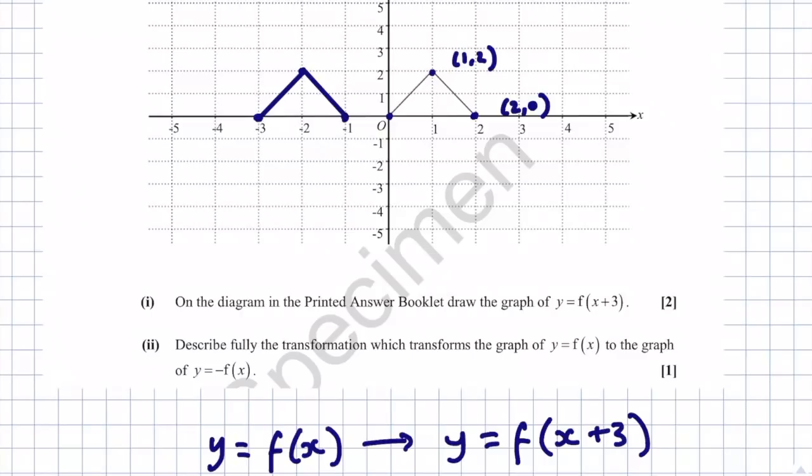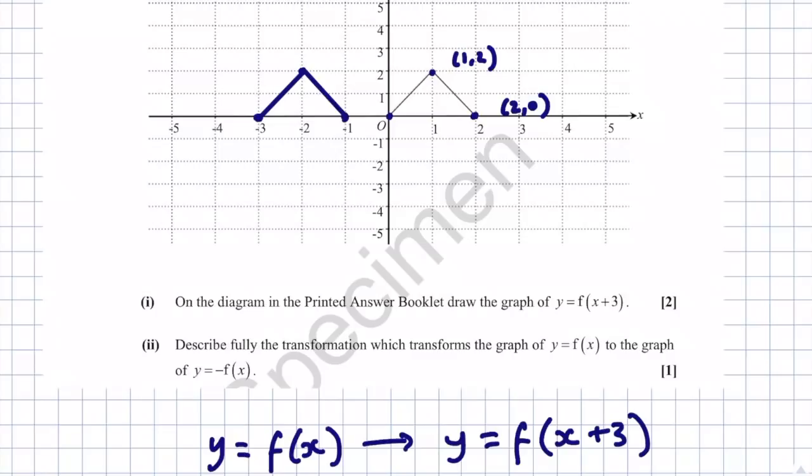Part 2 says describe fully the transformation which transforms the graph of y equals f of x to the graph of y equals minus f of x. Okay, so this is a transformation where we have a negative sign that is either outside of our function or it could be inside of our function. These transformations are known as reflections. A negative sign outside of the function means that the graph is reflected in the x-axis.